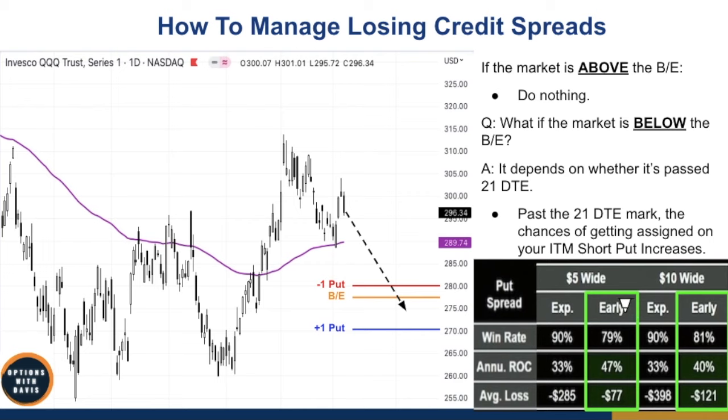But if you were to manage it at 21 days, right, you close your trade out early, your loss has been reduced dramatically. And at the same time, you have higher return compared if you were to hold it all the way to expiration. So these are the two reasons why we want to use 21 days as a marker. So based on this 21 days to expiration, this is where we're going to have an idea of whether we're going to do anything or not.